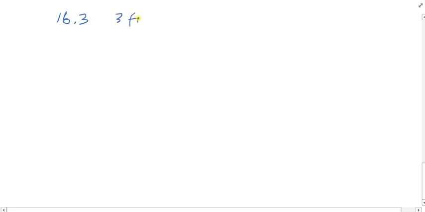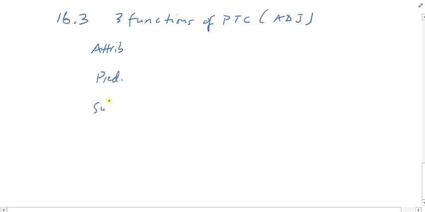So there are three functions of participles, and they match the three functions of adjectives. What were the three functions of adjectives? Well, they can be attributive, they can be predicative, they can be substantival, okay? And all of the rules for attributive, predicate, and substantival uses apply to the participles, okay? So, let's look at the first one.